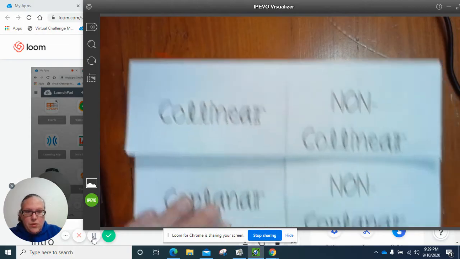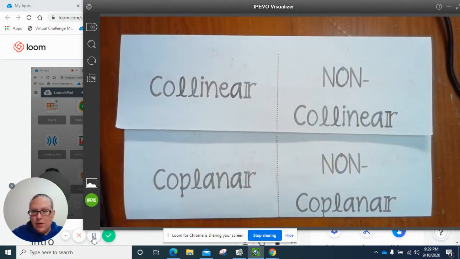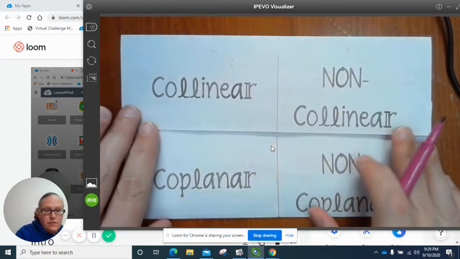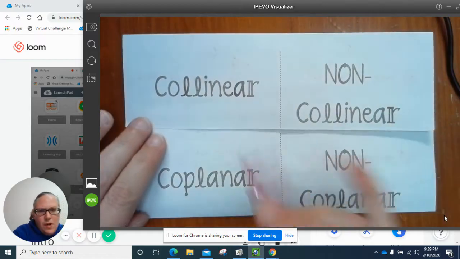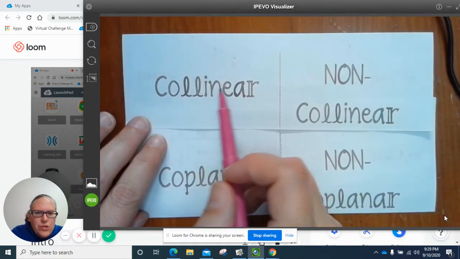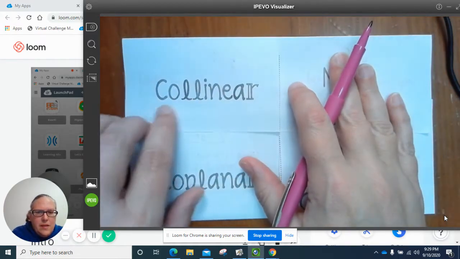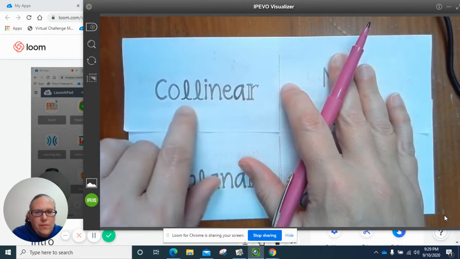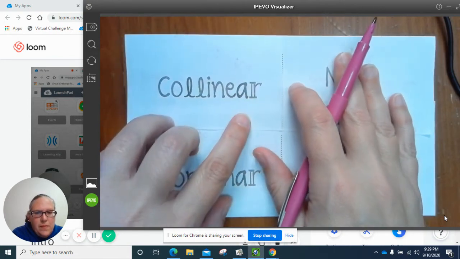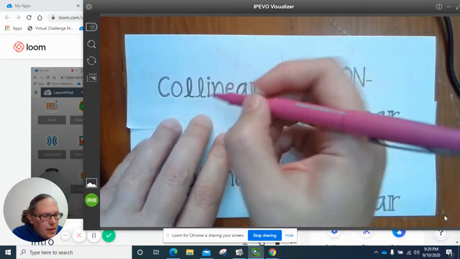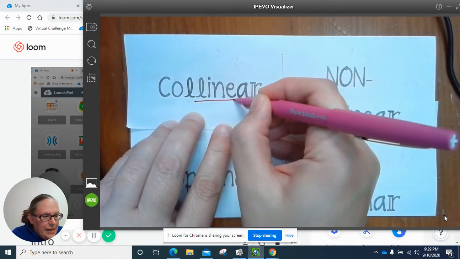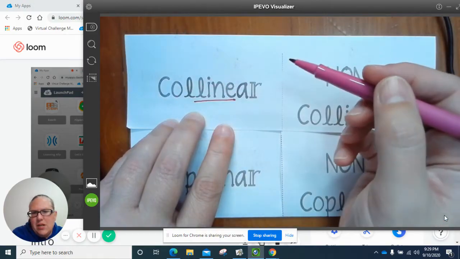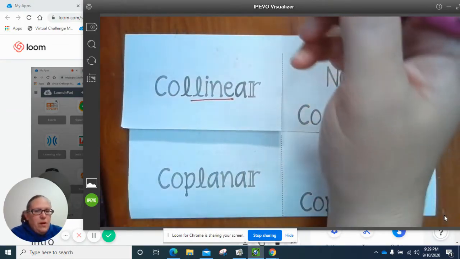All right, so we are back. We are going to continue looking at our next foldable, which has these words on it. Okay, so first things first, what word do you see inside this word, collinear? What word do you see? Okay, so some people might have said linear, some people might have said line, some people might have said col, except that's not really a word like that.